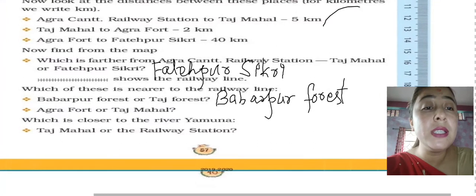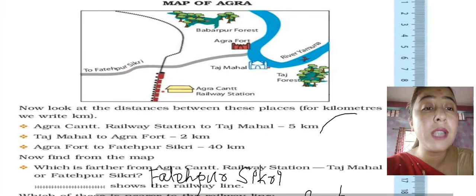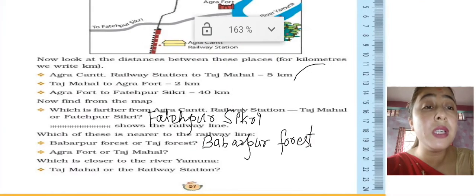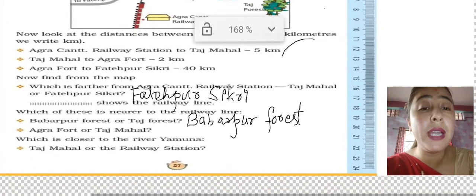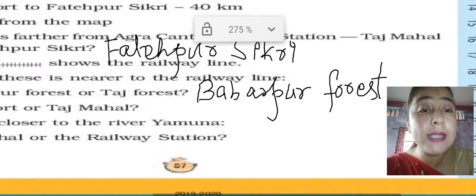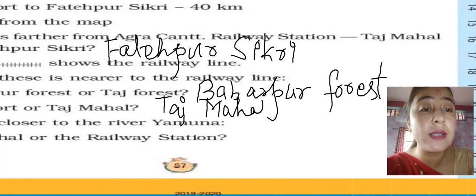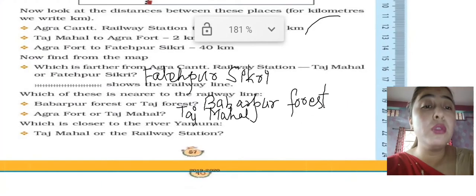Now next, Agra Fort or Taj Mahal? Which one is nearby to the railway line? Agra Fort or Taj Mahal? You can see Taj Mahal is nearby to the railway line. So here I will write Taj Mahal. All of you start writing Taj Mahal here. T-A-J, Taj. M-A-H-A-L, Taj Mahal.